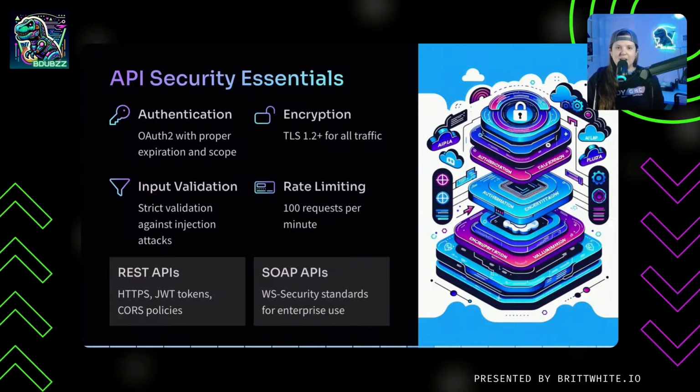REST APIs need careful security. Enforce HTTPS, validate JWT tokens, and implement proper CORS policies. SOAP APIs provide built-in security through WS security standards. These are perfect for enterprise scenarios requiring message-level security. Remember that APIs are prime attack targets, so validate everything and maintain extensive logging here.